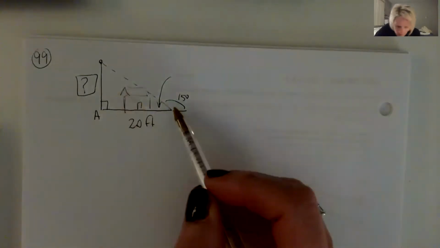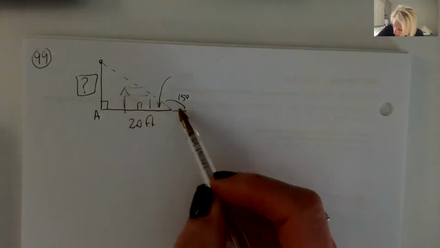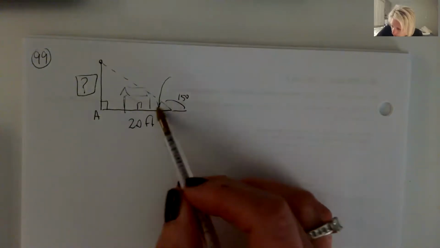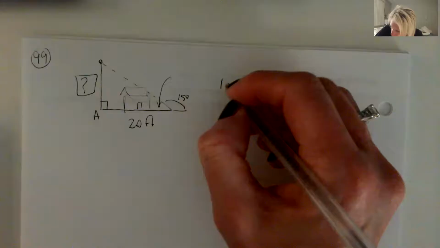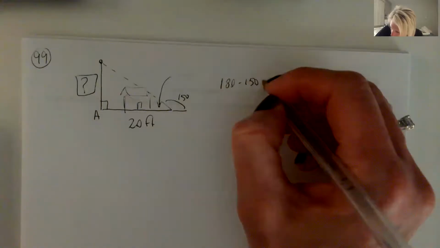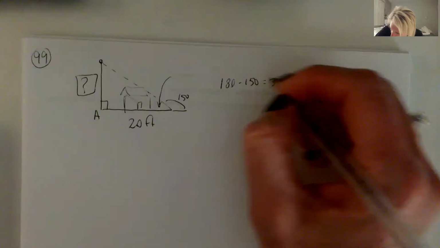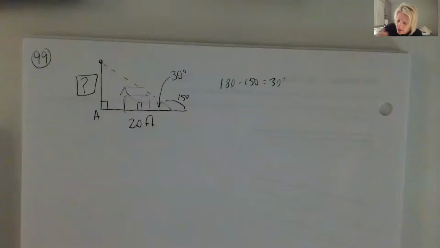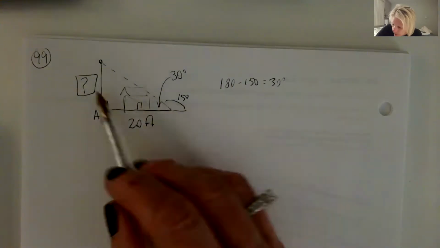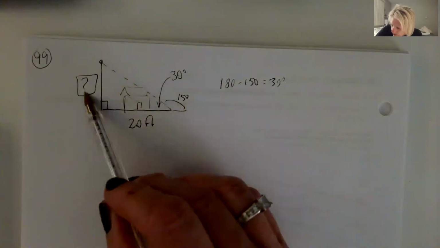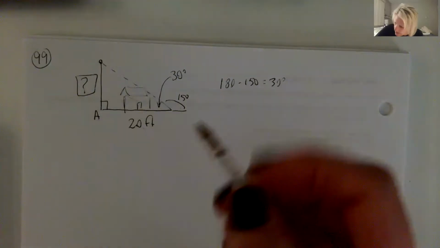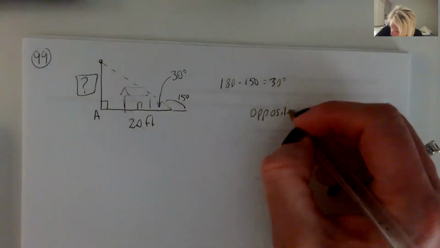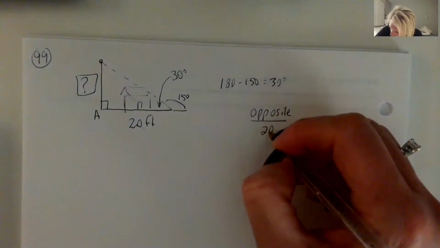So we know this angle here, it's 150. So that means our reference angle is going to be 180 minus 150, or 30 degrees. So our reference angle is 30 degrees. And we are looking to find the opposite, and we have the adjacent, which is 20.